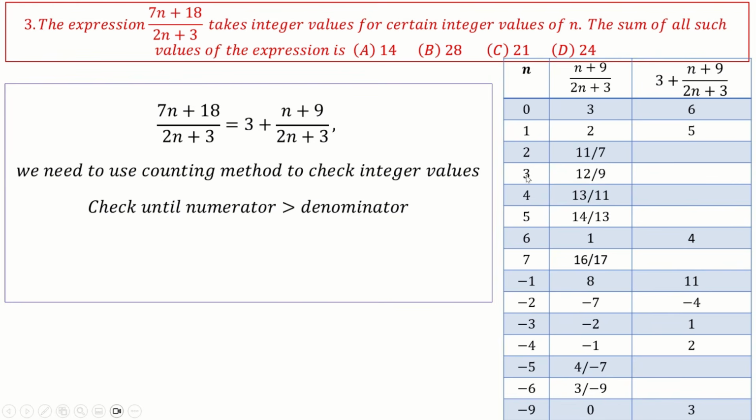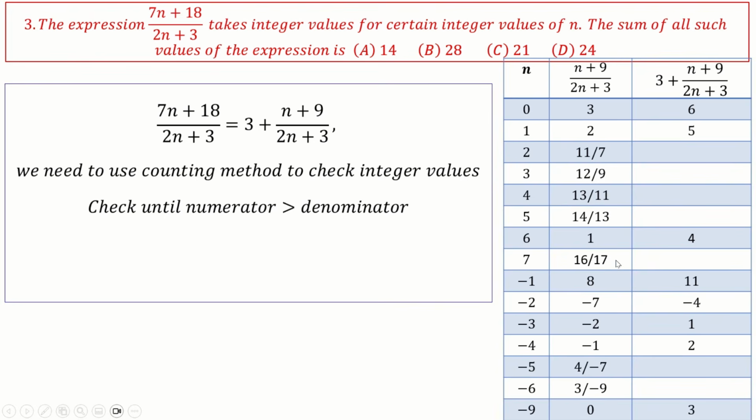So I will continue. N equal to 3, it is 12 by 9. N equal to 4, it is 13 by 11. But there is no integer. This is still a fraction, basically 4 by 3. N equal to 5, 14 by 13. N equal to 6, it is 1. So integer value, so 1 plus 3, which is 4. N equal to 7, it is 16 by 17.